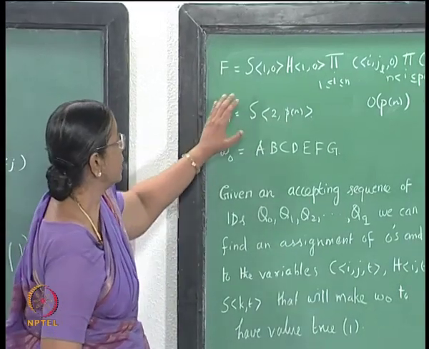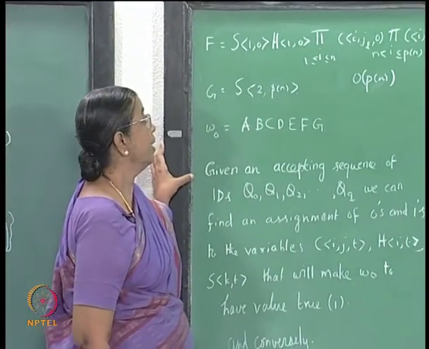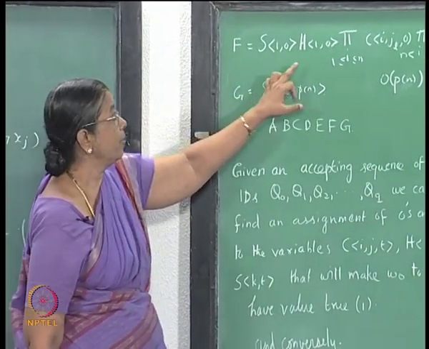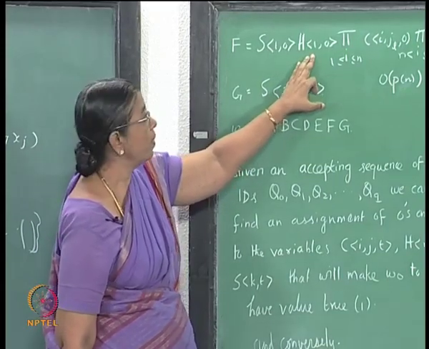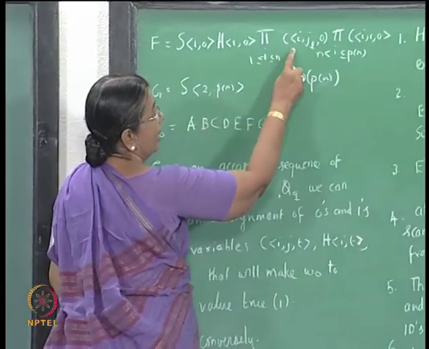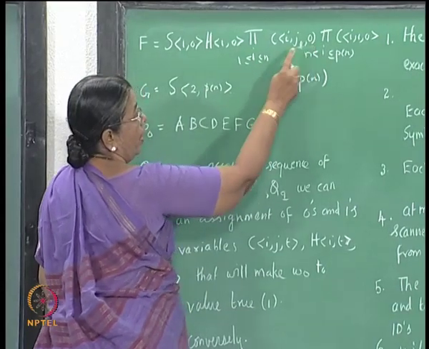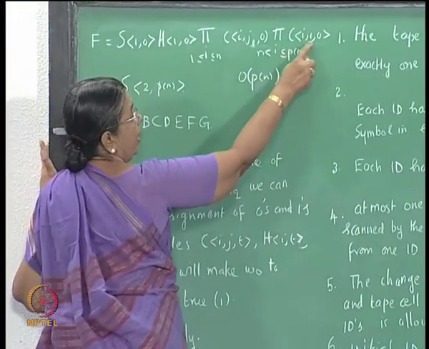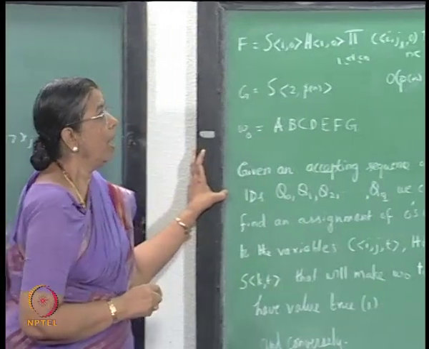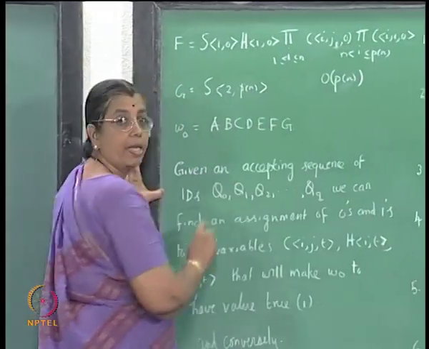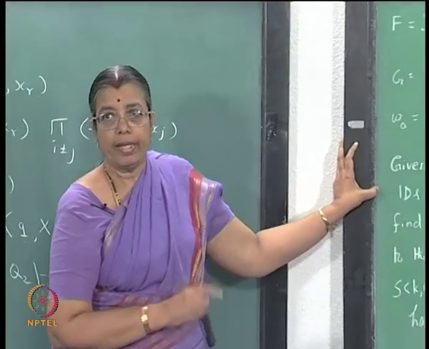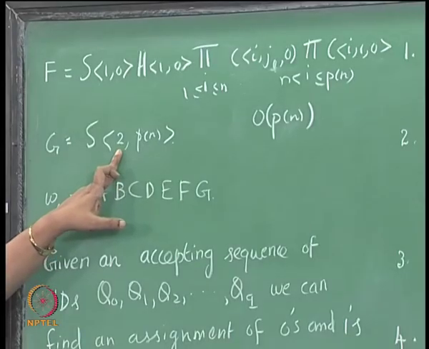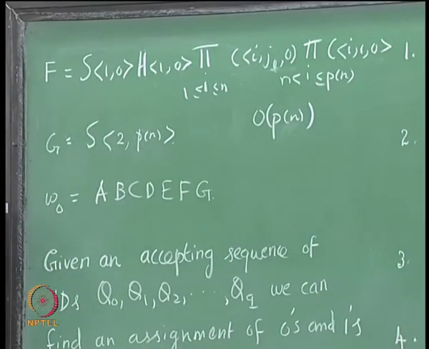Now, the initial ID is specified like this. You are taking t equal to 0 and the initial state is q1, the head is pointing to cell 1 initially, and the first n cells contain some symbols, the input, right. Rest of them contain the blank. From n plus 1 to p(n), it contains the blank symbol. First n cells contain the input, right. The final thing is, at time p(n), q2 is the state, q2 is taken as a final state.